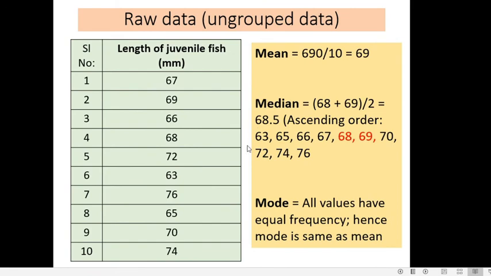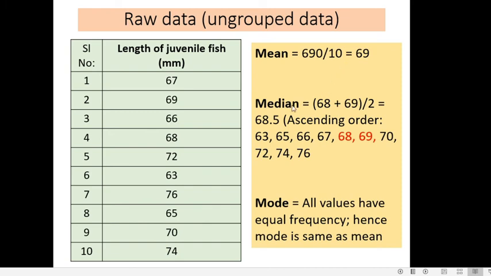We will go to another data which is again ungrouped data, where we have taken the length of juvenile fish obtained from a pond. There are 10 fish we have obtained, and we have measured their length in millimeters, which we get as 67, 69, 66, 68, 72, 63, 76, 65, 70 and 74. Here mean will be the sum of all these observations divided by the total number of observations. The sum is 690, divided by 10 is equal to 69.